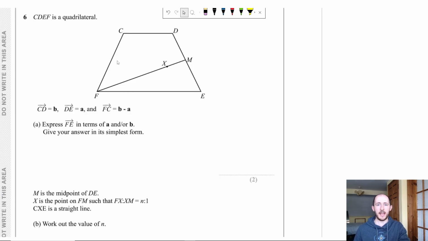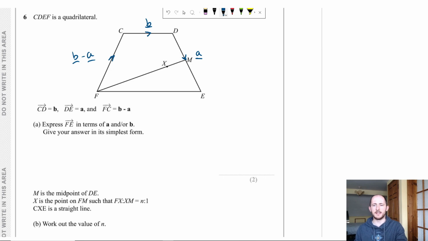Question 6, we have a vector proof or vector geometry question. CDEF is a quadrilateral, CD is equal to B, DE is equal to A, so we should probably start labeling these up just so we have them available. DE is equal to A. That's because I labelled it the wrong thing, that was obvious. CD is B. And F to C, which is this one up here, so we should remember that this is D to E, which is going down this way, is B minus A.